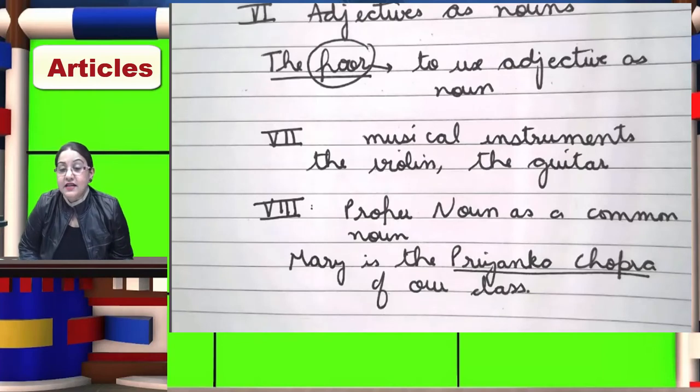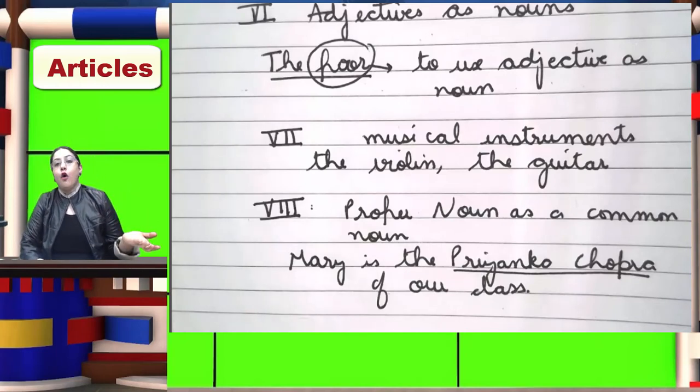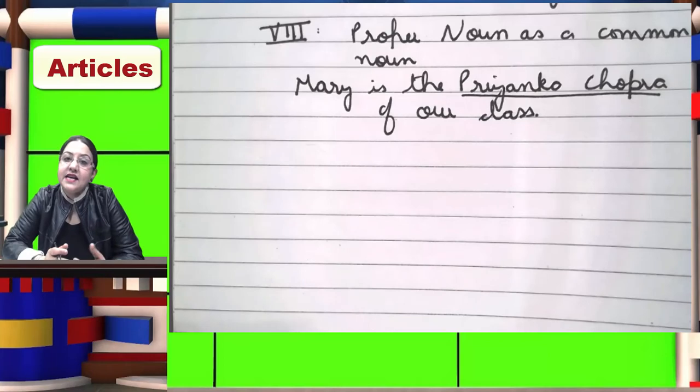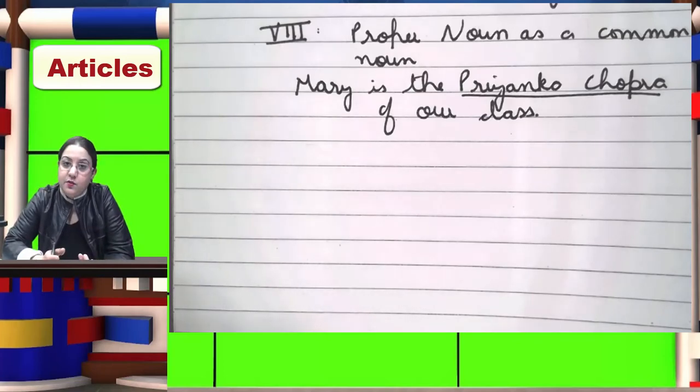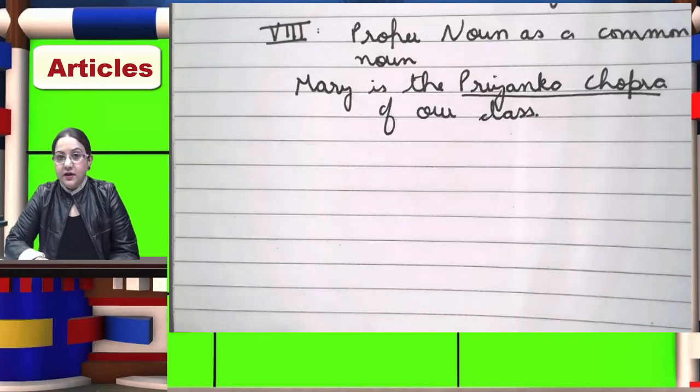Plus one more thing that we studied here was that we use a when the word starts with a consonant sound, and when the word starts with the sound of a vowel, we use the article an. So far we have done the cases where we will use the article a, how we will use the article an, and where we are going to use the article the. Now we are going to discuss a few cases wherein we are not going to use any article. That is, the cases where no article is required.